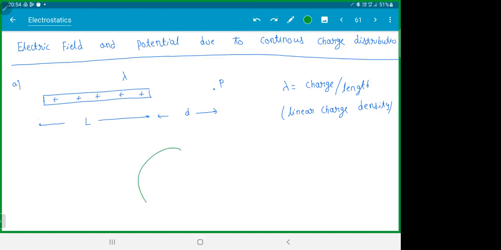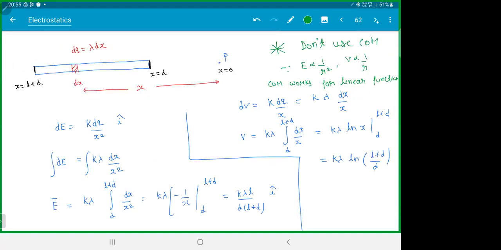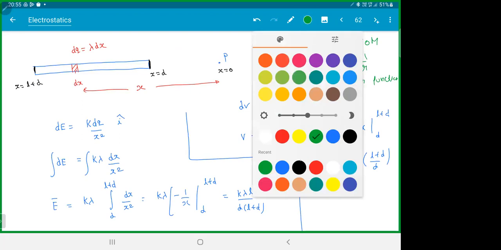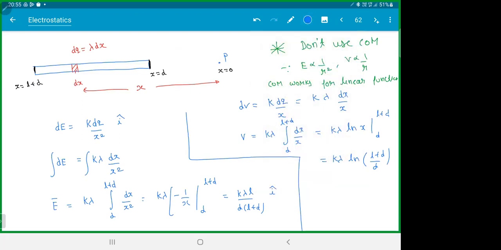Remember we did a question with that hemisphere thing? There force is equal to EQ, right? So did you say it is proportional to power 1? E is constant, no? Here, this force was constant. That's why it worked. But here the field will change with the distance. So just be careful with that. Don't use the center of mass concept when the functions are 1 by r square. Whenever the functions are linear, you can use center of mass. Check this out. Clear?